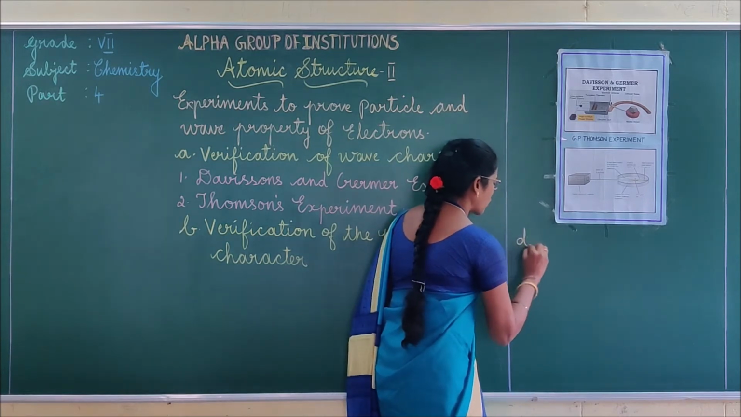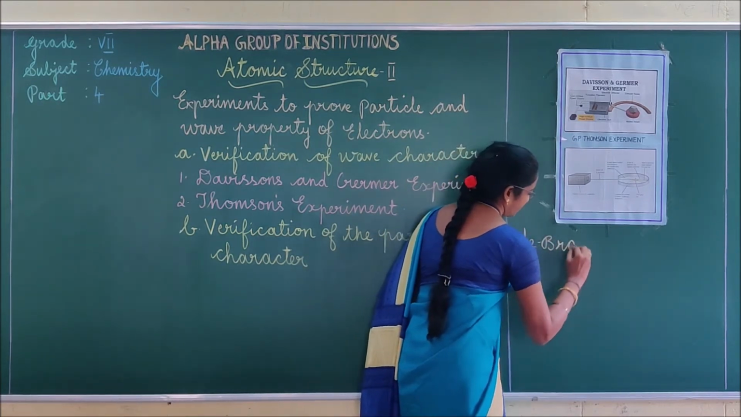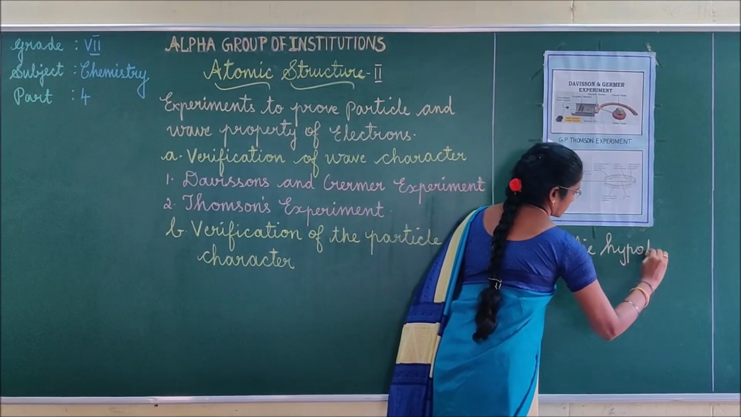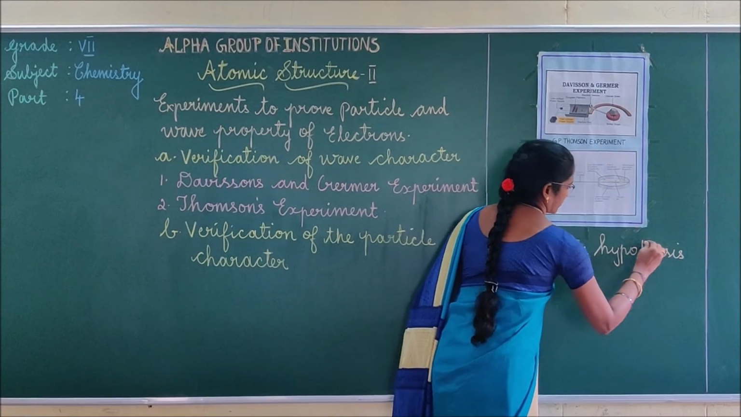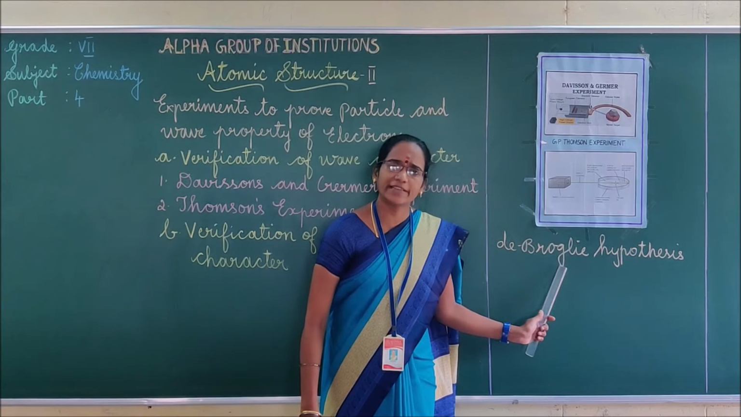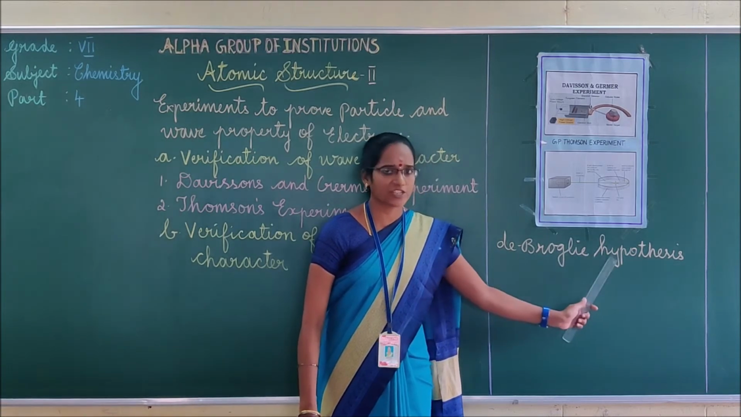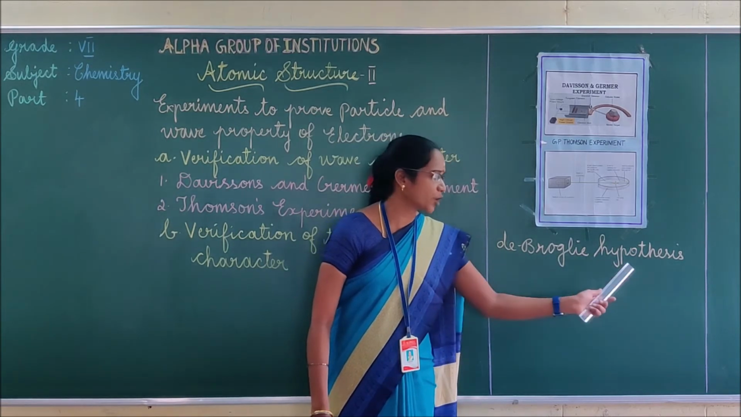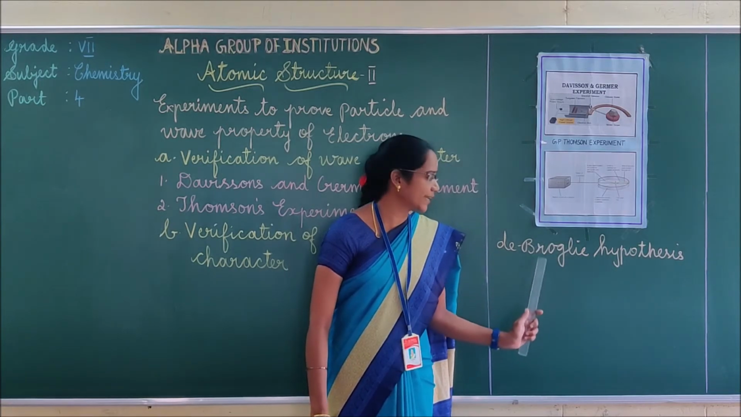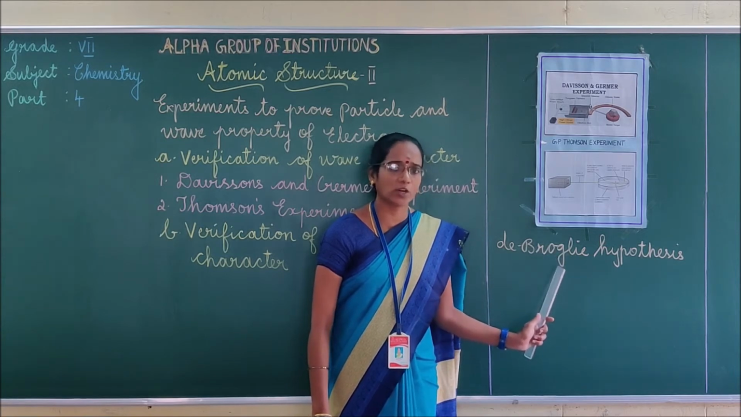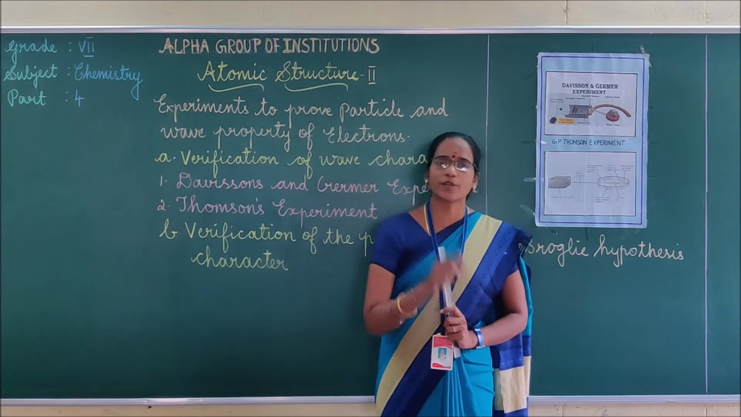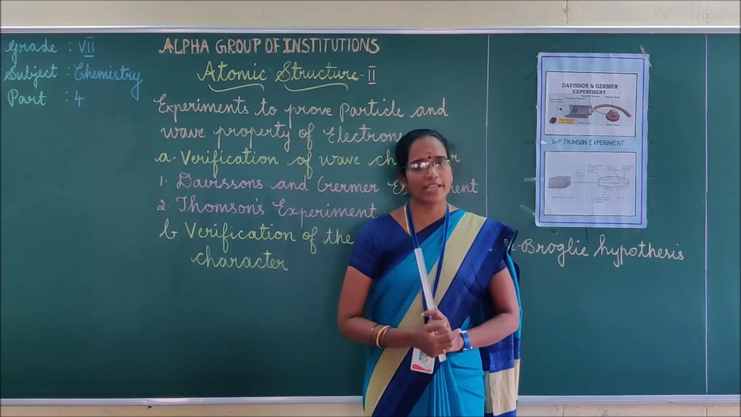What is meant by the de Broglie hypothesis? The de Broglie hypothesis is used to define the wave nature of electrons. You will learn about this de Broglie hypothesis in detail in the next class, right? The interference, that is, the diffraction pattern of dark and bright bands, is formed on the screen. That is why this experiment proves the wave nature of electrons.